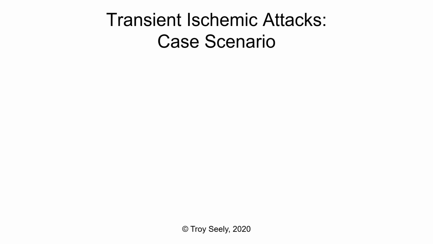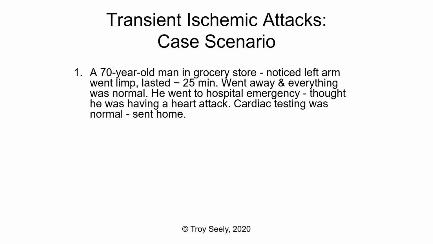So what is a transient ischemic attack? Well, using a case scenario may help to clarify some aspects of it. Case in point, you have a 70-year-old man in a grocery store who noticed his left arm went limp, and that lasted for about 25 minutes. Now it went away and everything was normal. He went to the hospital emergency room because he thought he was having a heart attack. It involved his left arm. Cardiac testing was done and it was found to be normal, and he was sent home.